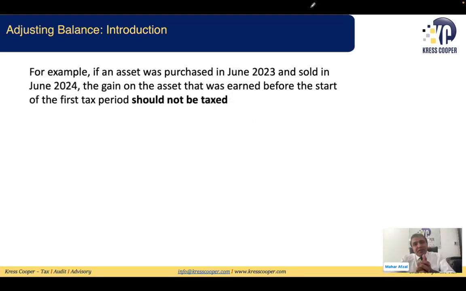This is an example to discuss the purpose of the introduction. If an asset was purchased in June 2023 and sold in June 2024, the gain on the asset that was earned before the start of the first tax period should not be taxed after the introduction of the corporate tax law.